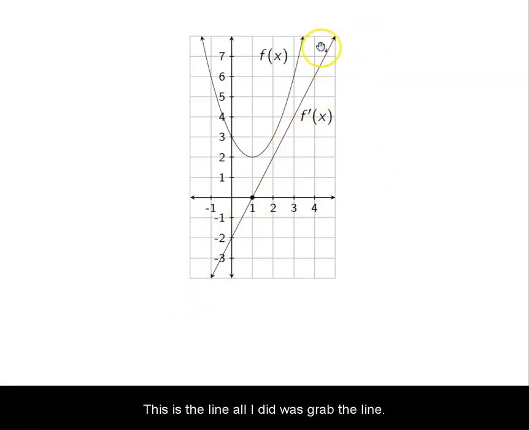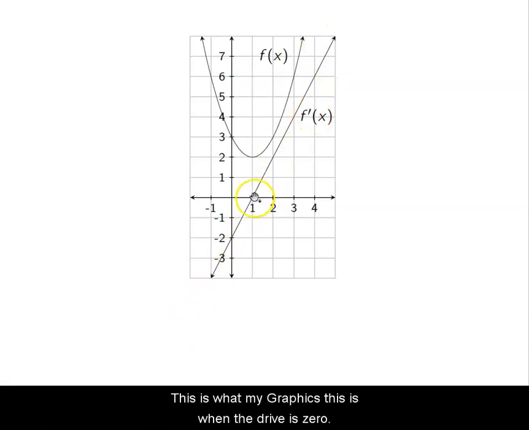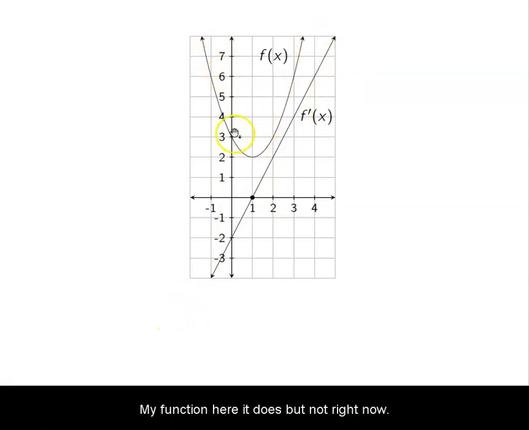This is the line. All I did was graph the line, right? This is when the derivative is 0. This is when the derivative is negative, right? Even though the derivative itself is a positive line, that has nothing to do with my function here. It does, but not right now. Okay, this is my derivative function, this f prime of x.